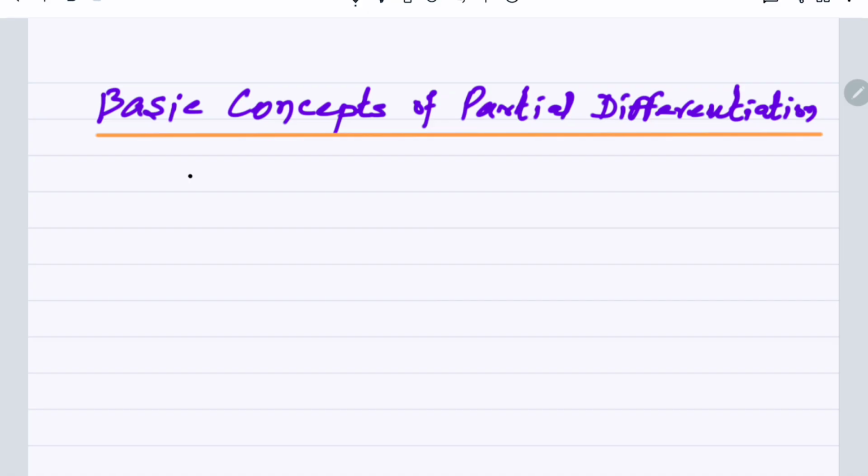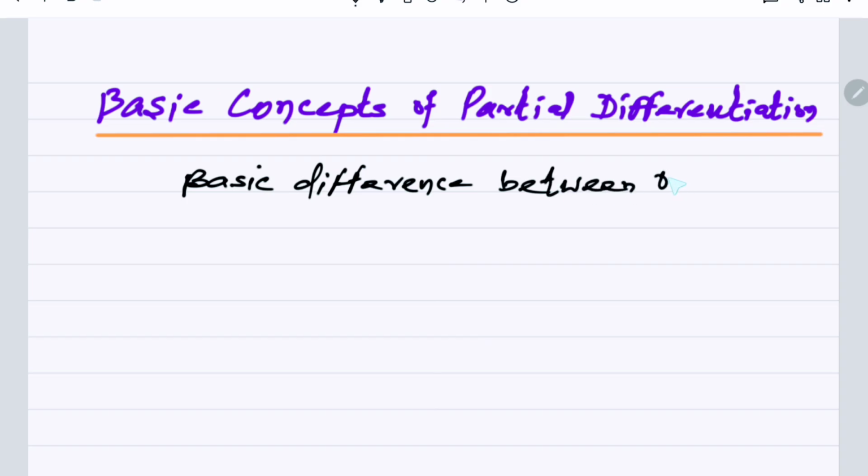First video, basic concepts of partial differentiation. This video is divided in three parts. First part is about the difference between ordinary differentiation and partial differentiation, second, rules for partial differentiation, and in third part, examples on that rules. Let us see the basic difference between ordinary differentiation and partial differentiation.